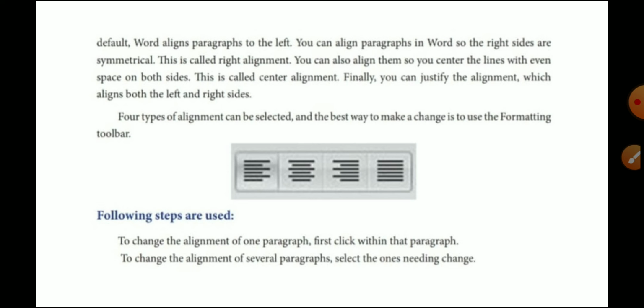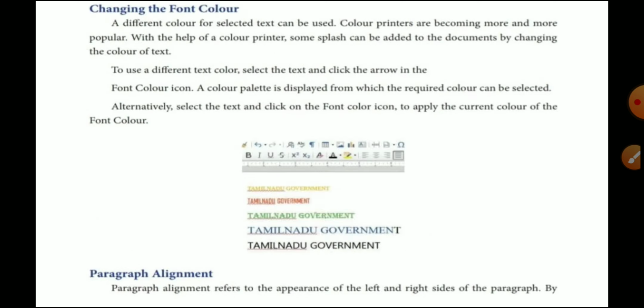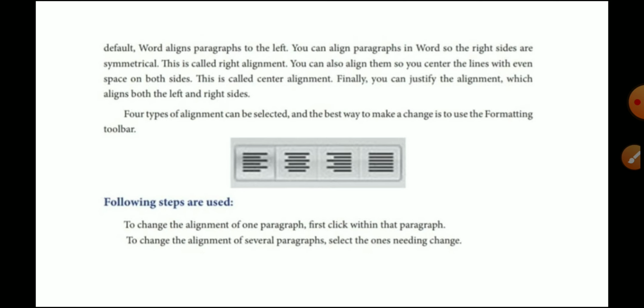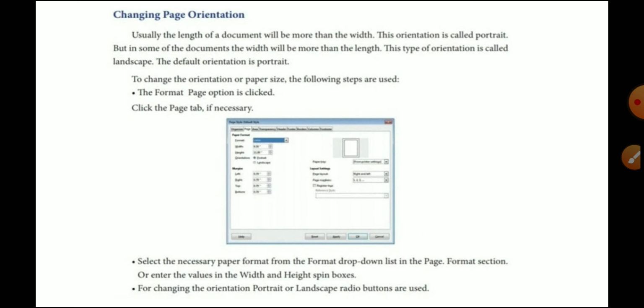Next, if I want to display a title in the center, we have to use the center alignment. Right alignment is also possible. Justify means both sides, left and right, will be equal. This is the paragraph alignment method, and those options are also available in LibreOffice.